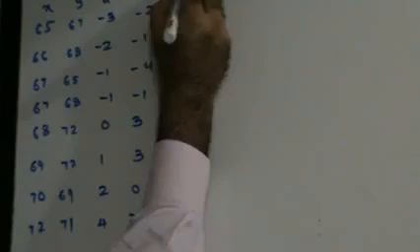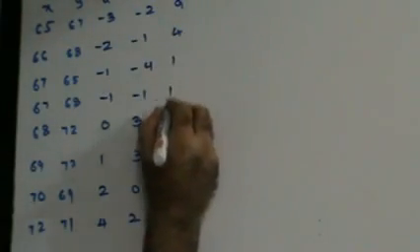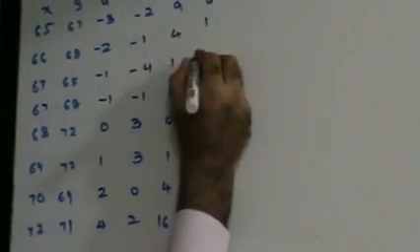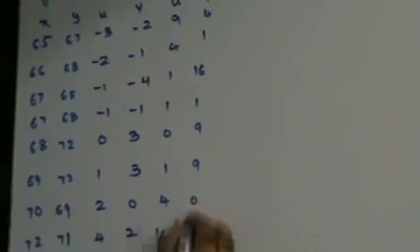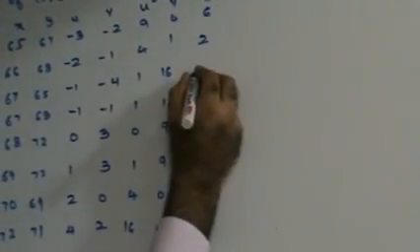Find out u square: 9, 4, 1, 1, 0, 1, 4, 16. Find out v square: 4, 1, 16, 1, 9, 9, 0, 4. Find out uv: 6, 2, 4, 1, 0, 3, 0, 8. You are multiplying u and v. Then add these columns. You have to add all the columns.